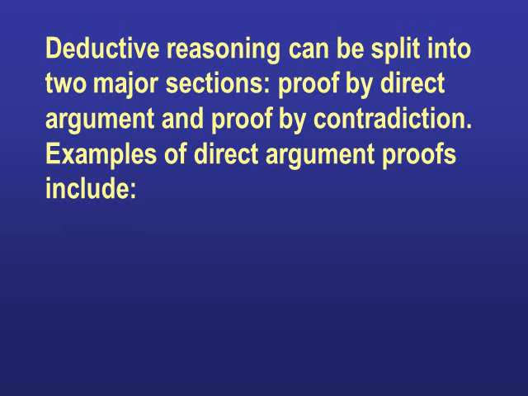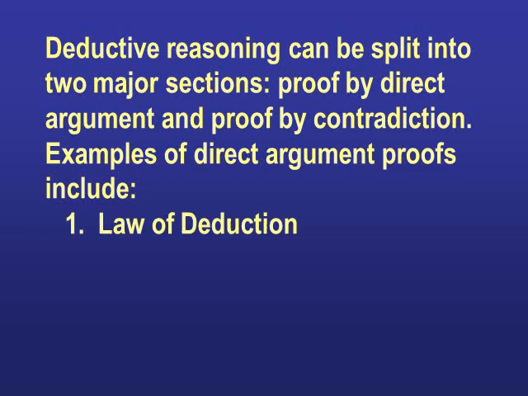Okay, so deductive reasoning can be split into two major sections: proof by direct argument and proof by contradiction. There are direct argument proofs that we're going to talk about four main ones. There are many kinds of deductive proofs, so I don't want you to think this is an exhaustive list. There are so many, but those are college level. So we're going to just talk about four in this course.